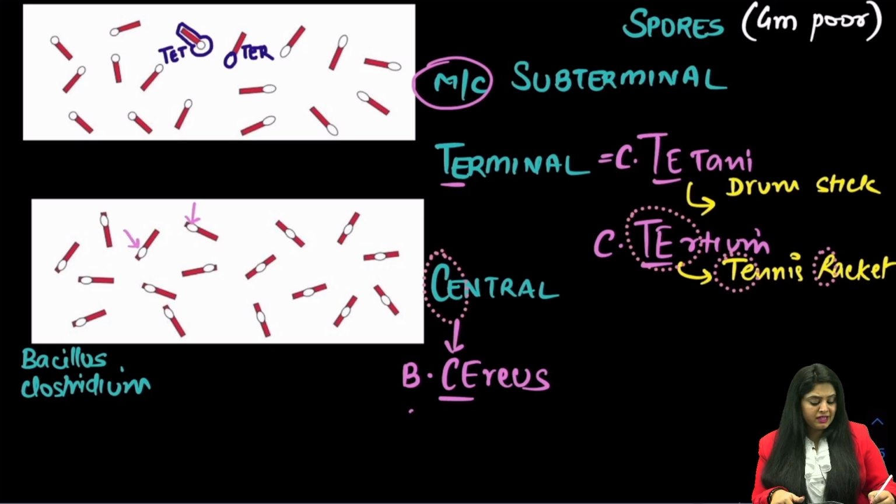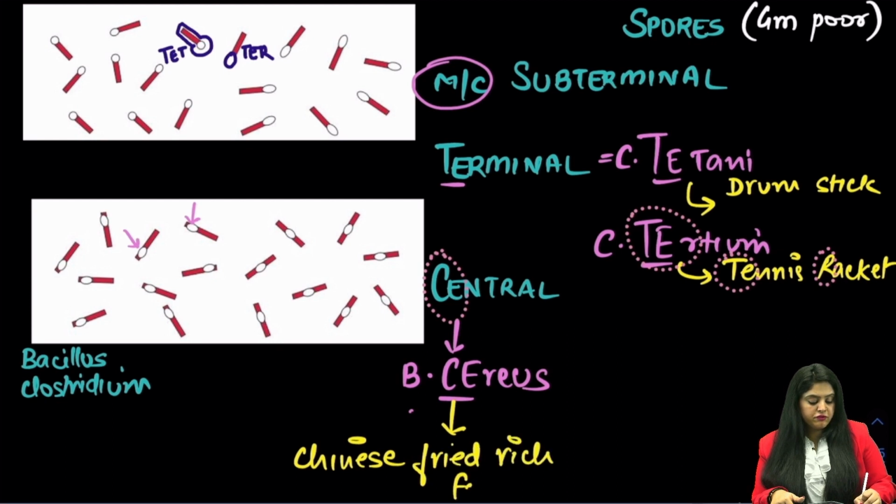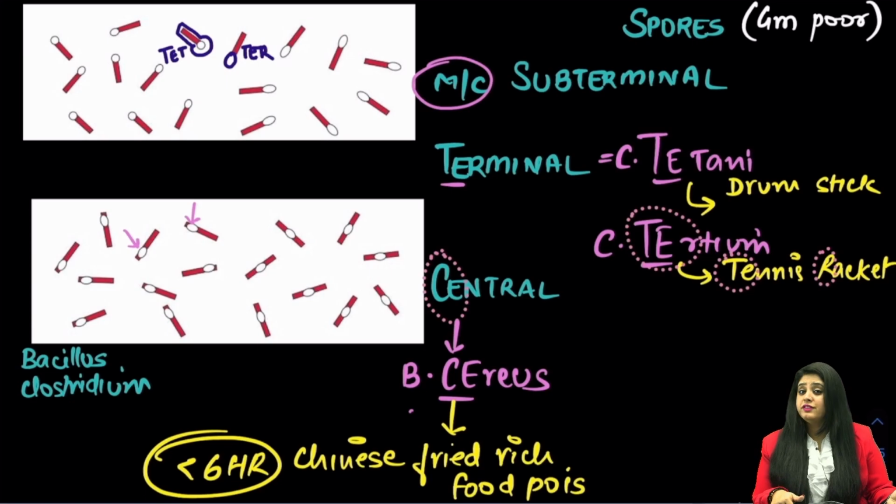One thing I'll finish off here only. Can you all tell me what infection Bacillus cereus causes? There is a Chinese fried rice consumption thing, right? There is food poisoning from Chinese fried rice consumption, and that food poisoning usually tends to occur within 6 hours. It's a short incubation food poisoning. Very, very famous. Bacillus cereus. Cereus for C is how we learn it. From cereus, CE, central spore. From cereus, Chinese food.